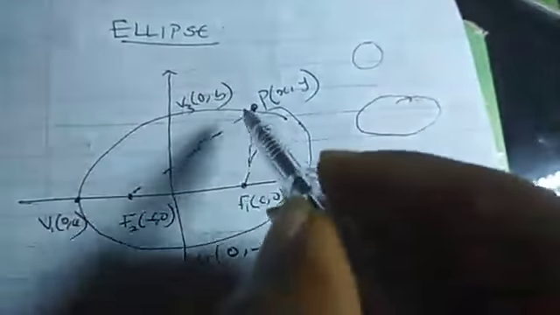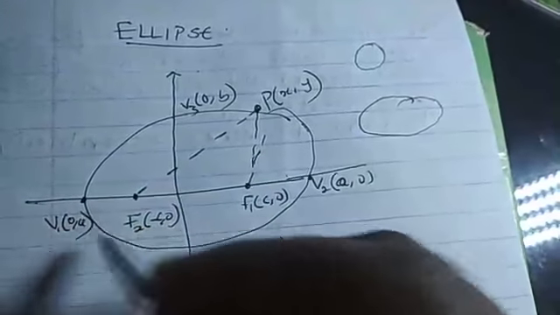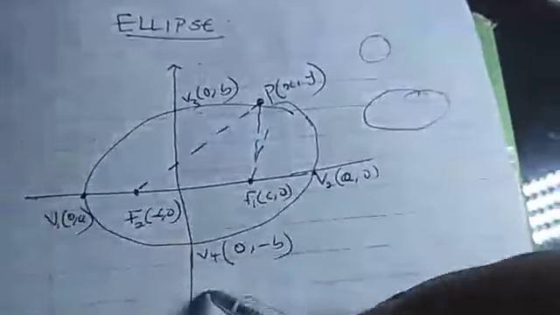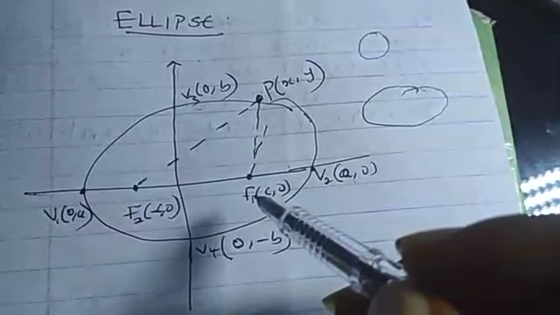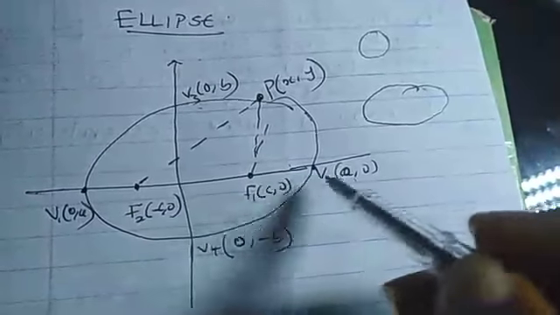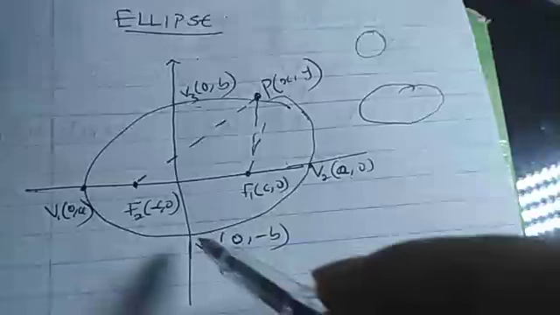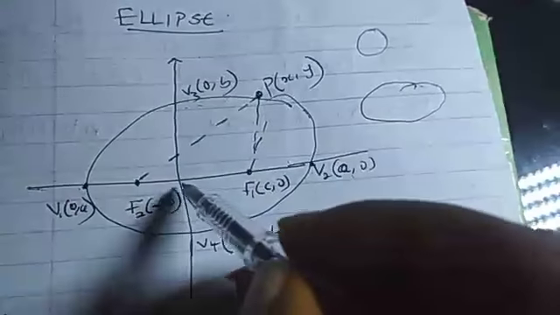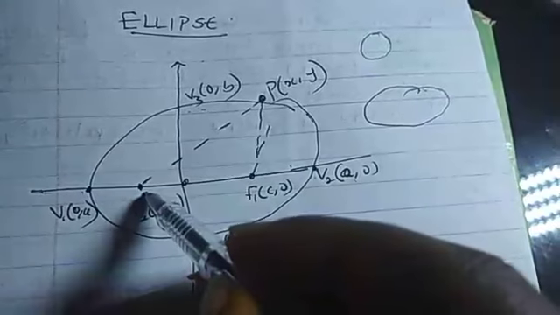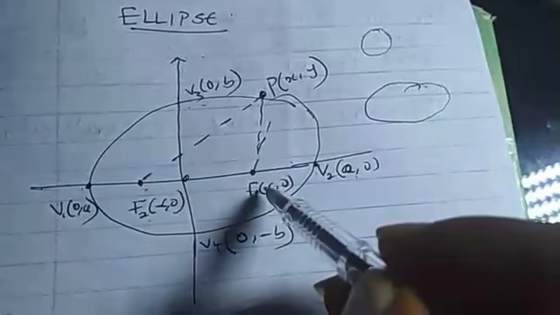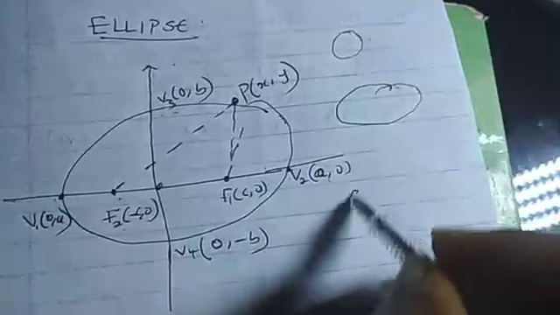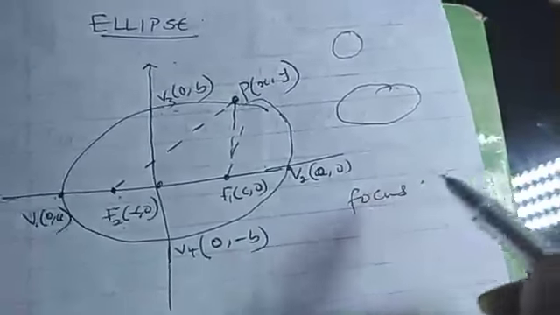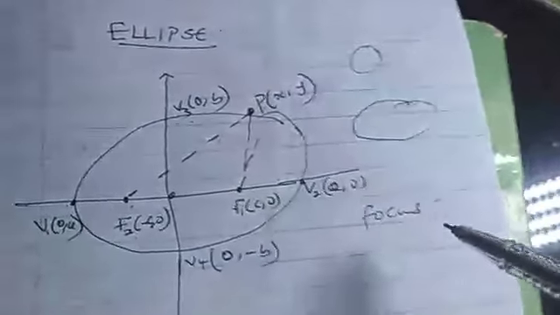Now, inside this ellipse, we call these points the vertices of the ellipse. This is one vertex, that is the edge. This is another vertex, and this is the center. These F1 and F2 are the foci that we defined in the parabola.